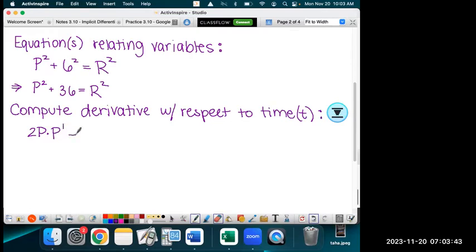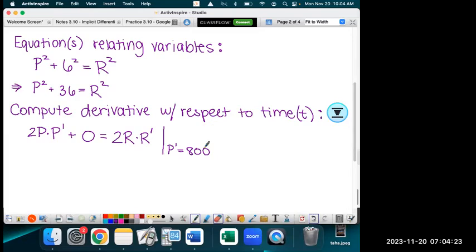Derivative of 36 is 0. And the derivative of r squared, 2r. But again, it's not a t, so I'm going to multiply by r prime, or dr/dt. And we know that dp/dt, or p prime, equals 800. But honestly, if we only plug that in, we'd still have quite a few unknowns. We wouldn't know p, and we don't know r at that specific time. But we can figure it out.